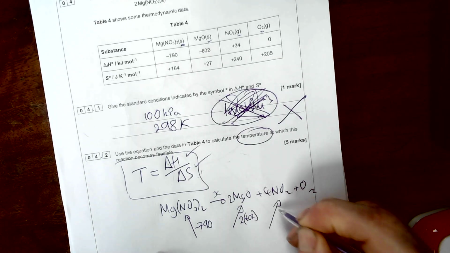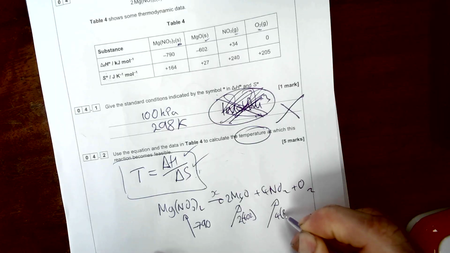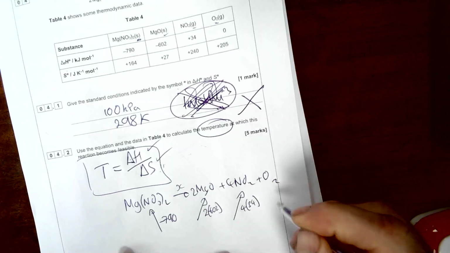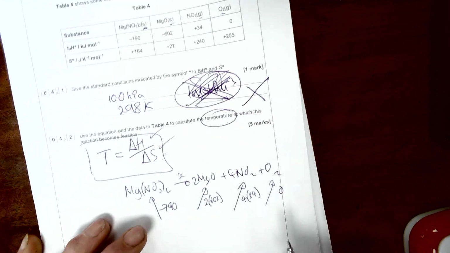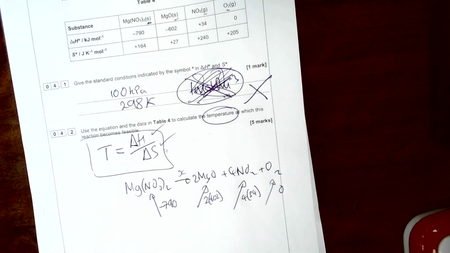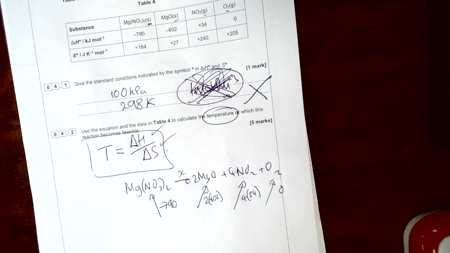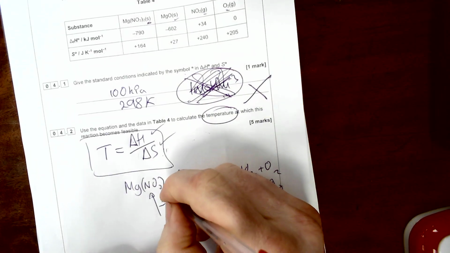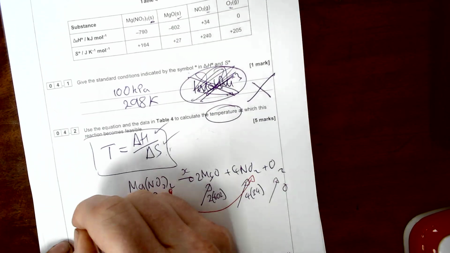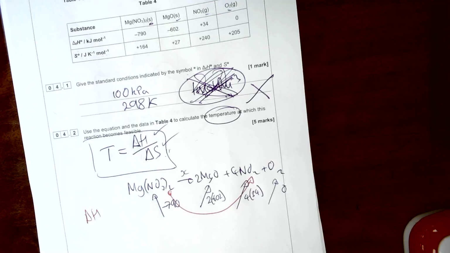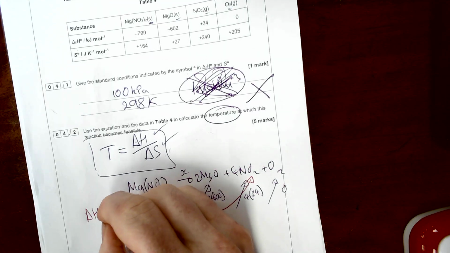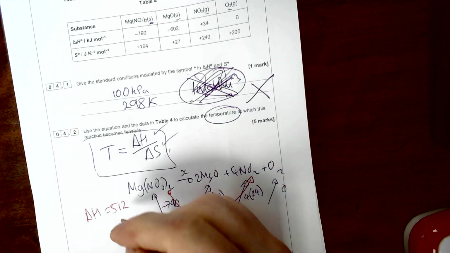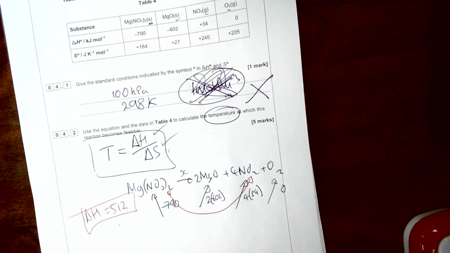I've been given the formation of this, so that's going to be 4 times 34. And I've been given the formation of oxygen, which of course is 0, because it's an element in its standard state. If I go round here then, long story short, delta H, when you calculate it, is 512. That's what I was looking for there for 1 mark. All of that for 1 mark.